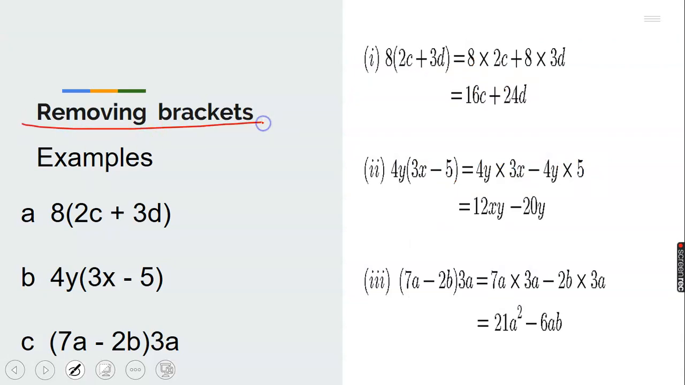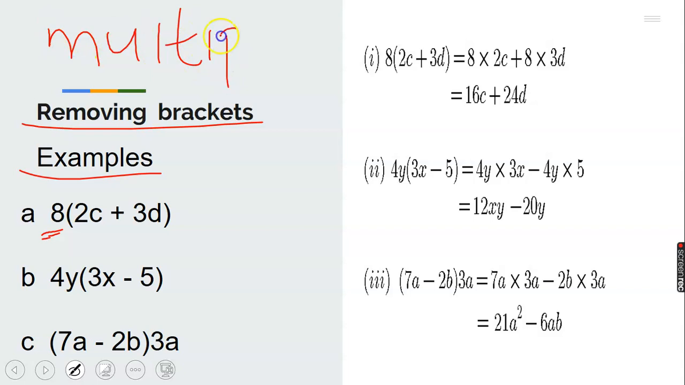Now, removing brackets. How do we remove brackets? Here are examples to show how to remove a bracket. Now, you can see we have a number outside here, which is 8. We call the number outside the multiplier.